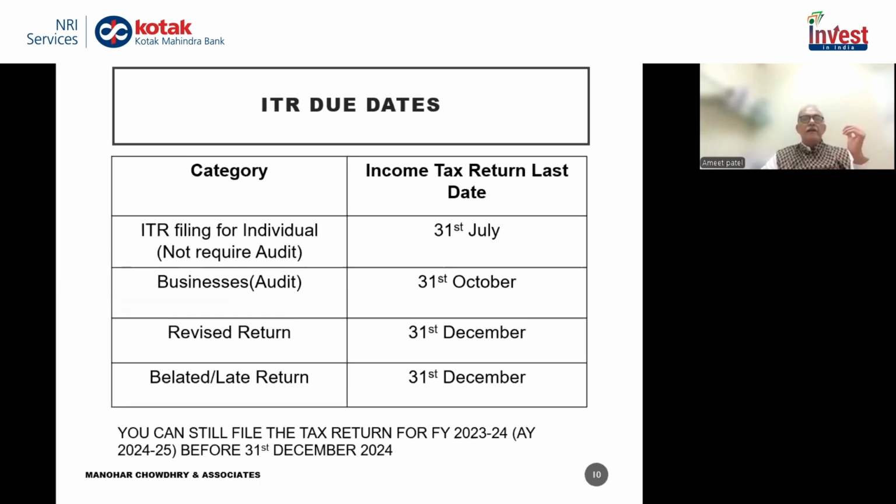The due dates for filing the tax return generally for NRI, it would be 31st July. We have not come across any NRI who has any of the other due dates, so we'll not go into that. So therefore, for FY 23-24, the due date is gone. 31st July 2024 is well past. But we'll still file the tax return for that year before 31st December 2024 by filing a belated return.